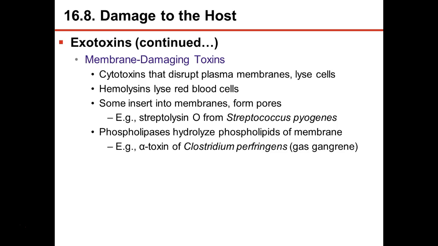Some insert into the membrane and actually form pores. So streptolysin from Streptococcus pyogenes causes the host cells to burst by just poking holes in them. And other ones are able to destroy the phospholipids by having enzymes called phospholipases, which are going to destroy the phospholipid bilayer of our host cells. And this is something that belongs to a bacterium that we'll be talking about in the digestive tract as well as the wound, called Clostridium perfringens.